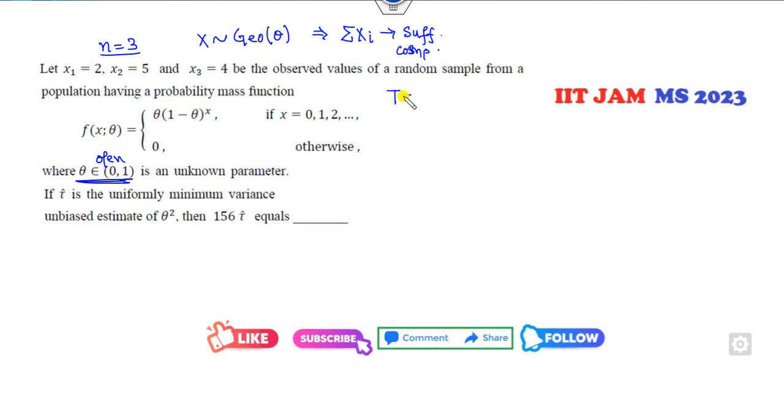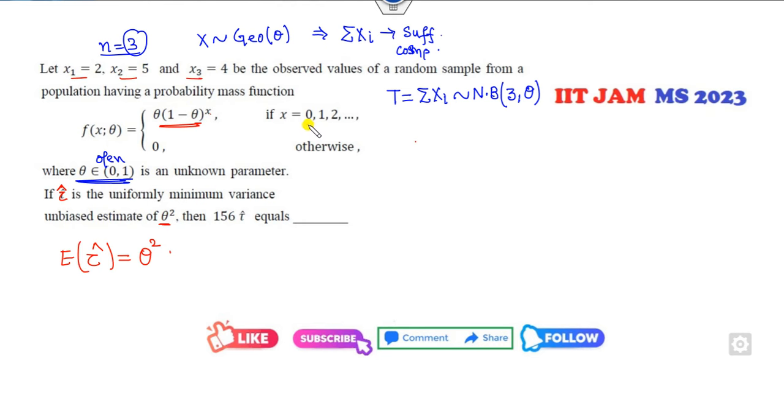Fine. So if I call T as my summation of xi, do you know what is the distribution of the summation of the geometric distribution? It follows my negative binomial with the parameter n. N is my 3 here. Fine. Then tau cap is the uniform estimator of theta square. So then what is the value of tau square? From here, can you think about how you can make theta square out of these three here?